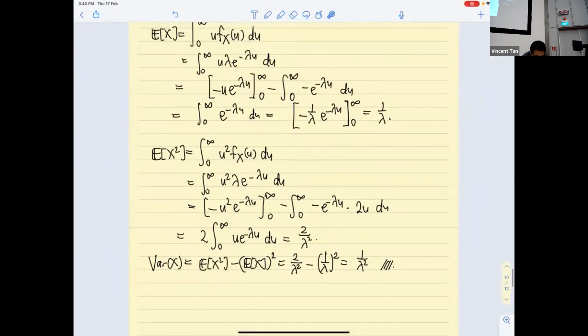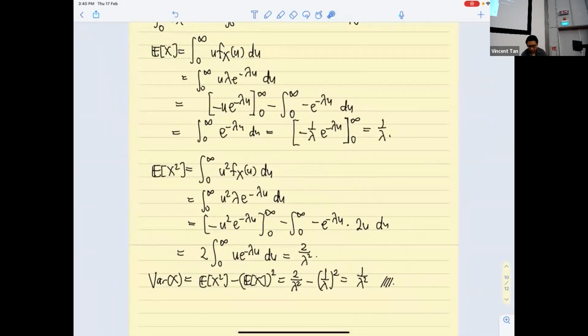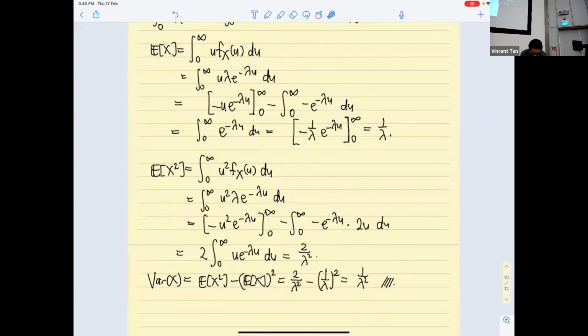Now, if you find any of this a bit challenging, that means your integration is not very good, but never mind. I'm not going to test you on very, very difficult integration, because the probability concepts are more important. So this is all the calculation I've done to compute the variance.